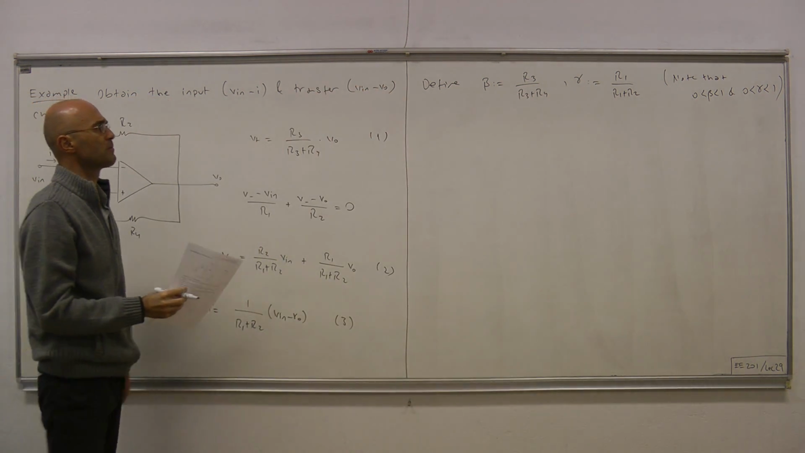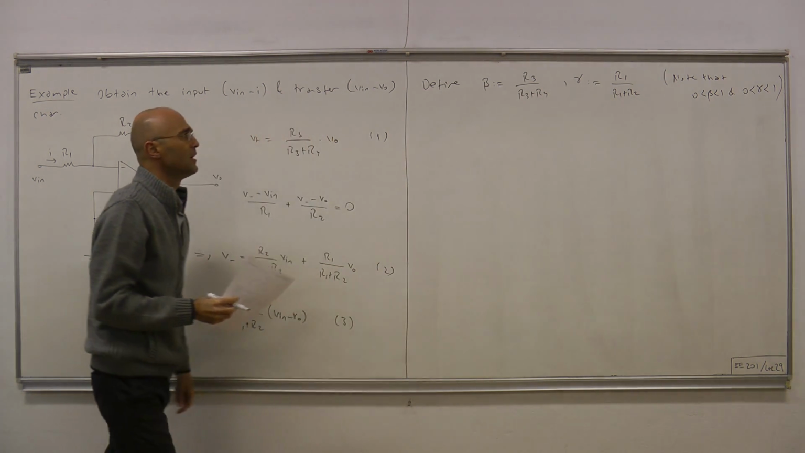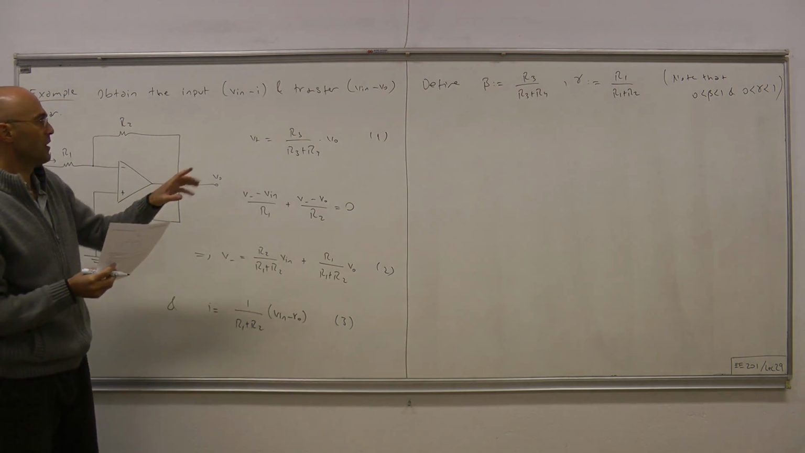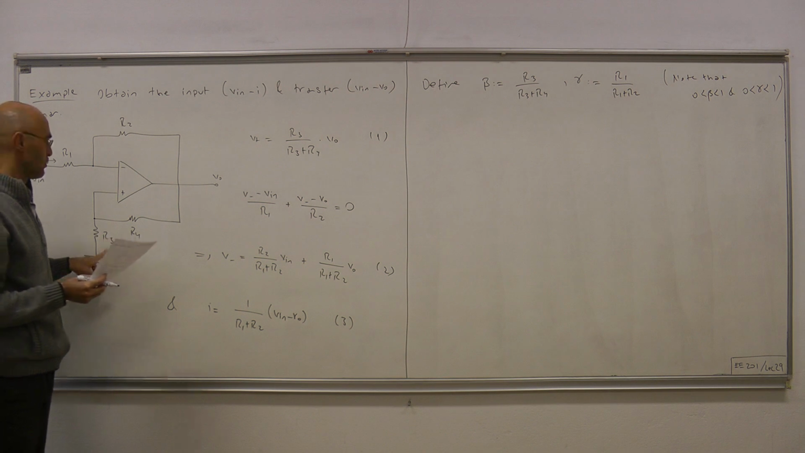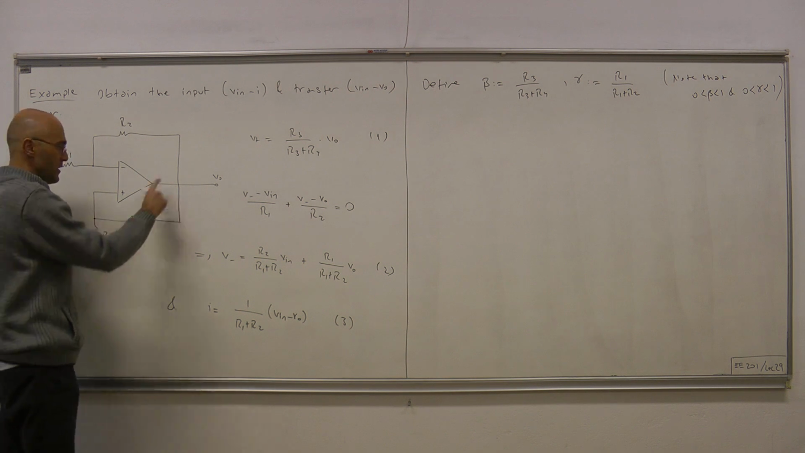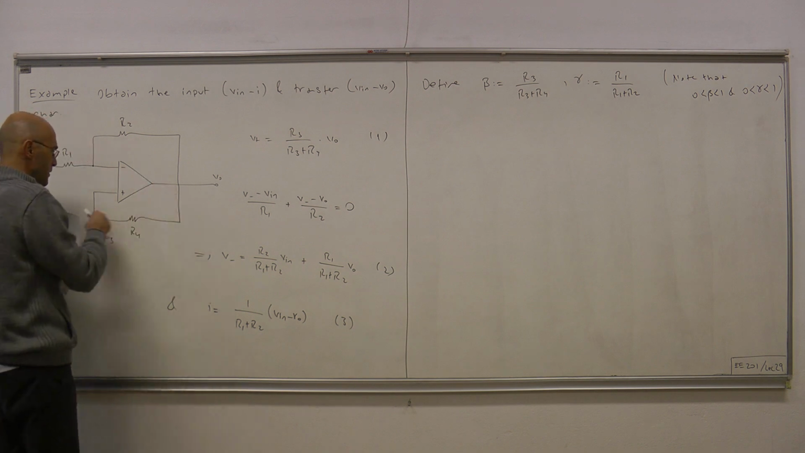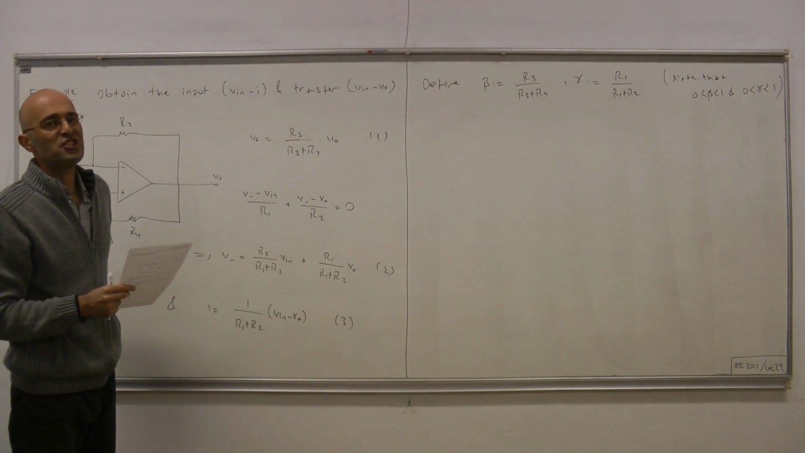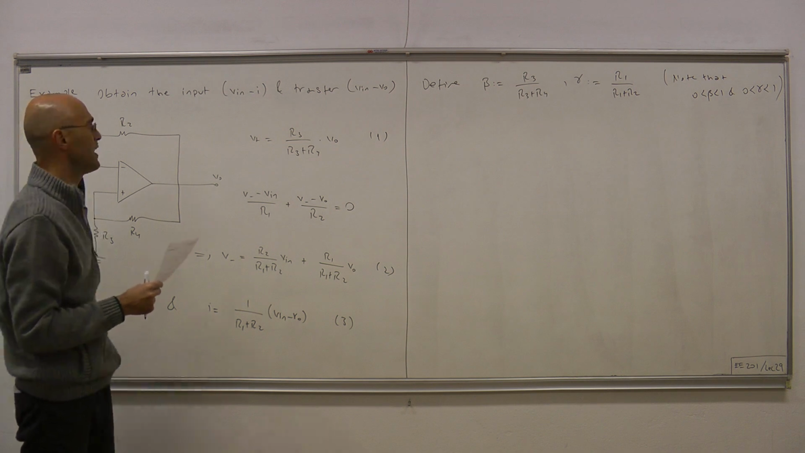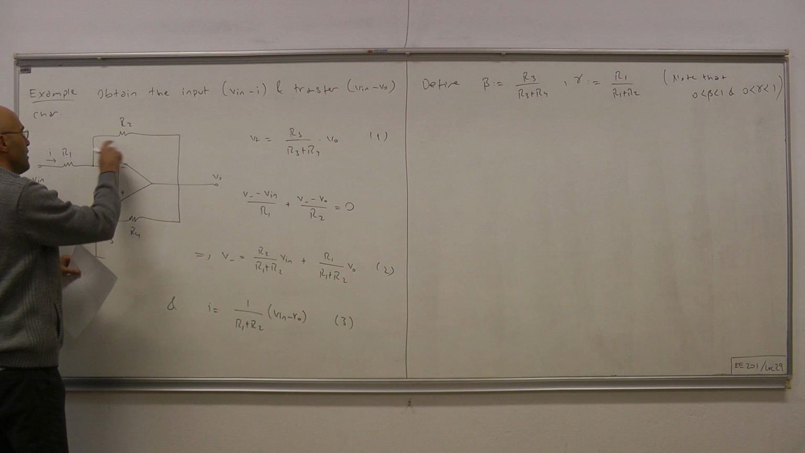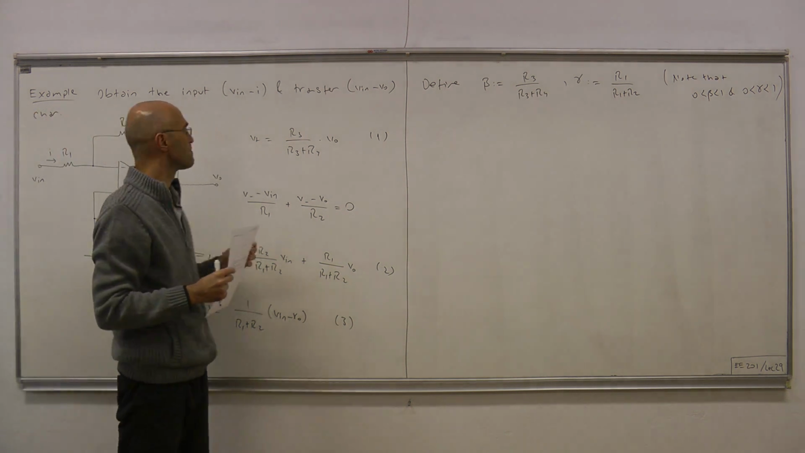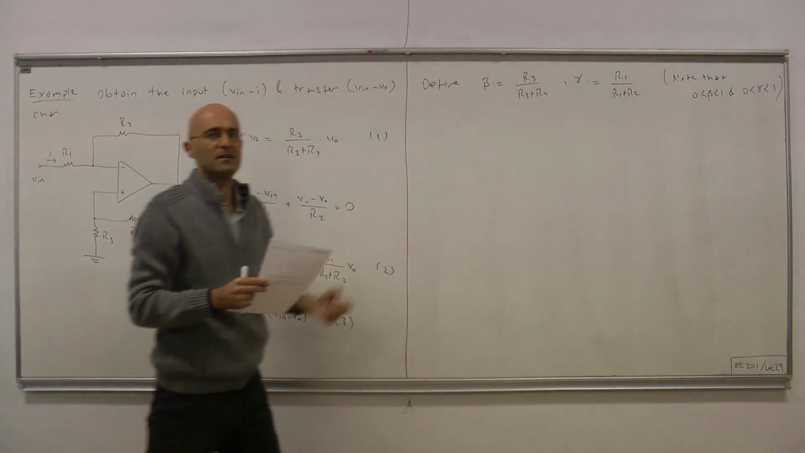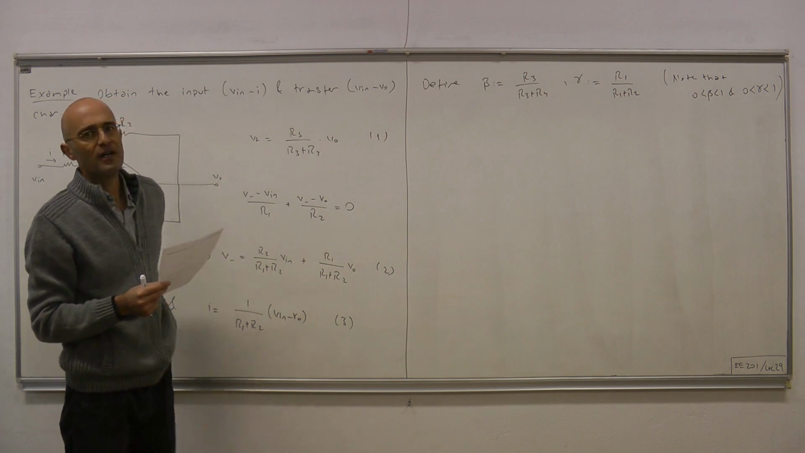And the interpretation of those coefficients or numbers can be as follows. Note that beta is this ratio of R3 over R3 plus R4, and R3 and R4 are the resistors that appear in the positive feedback. So therefore beta is in a sense an indicator of the strength of positive feedback in the circuit. And similarly for gamma, since R1 and R2 appear in the negative feedback connection, this parameter gamma in a sense is an indicator of the strength of negative feedback.